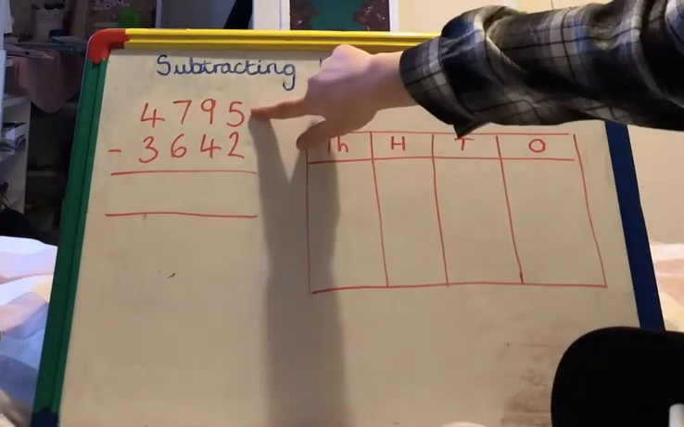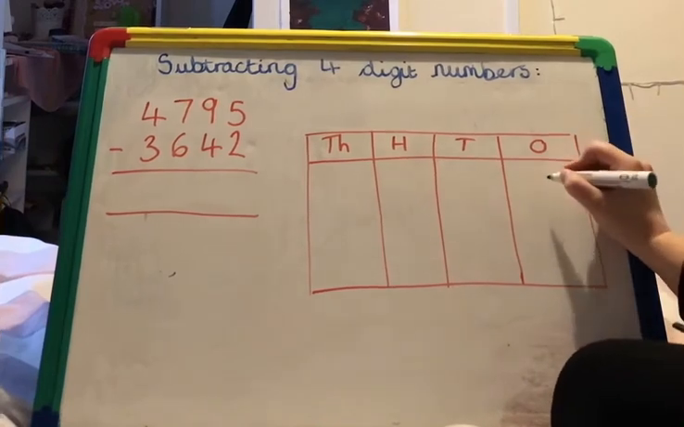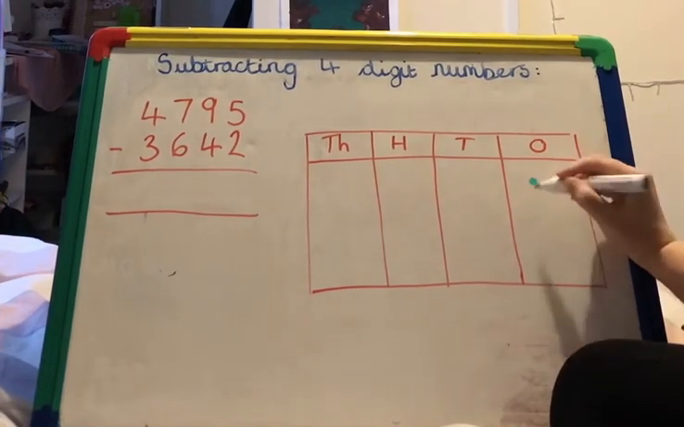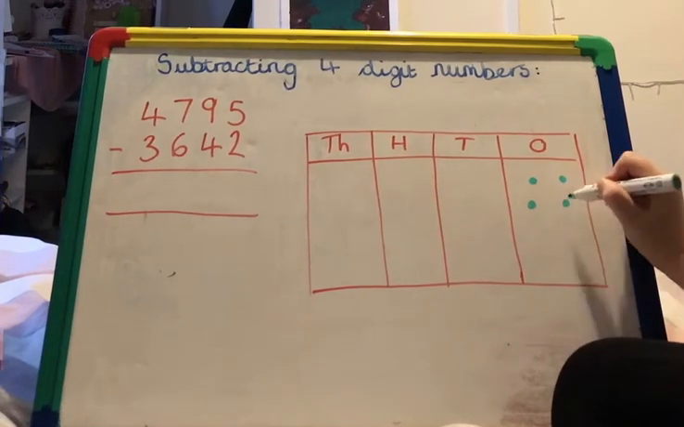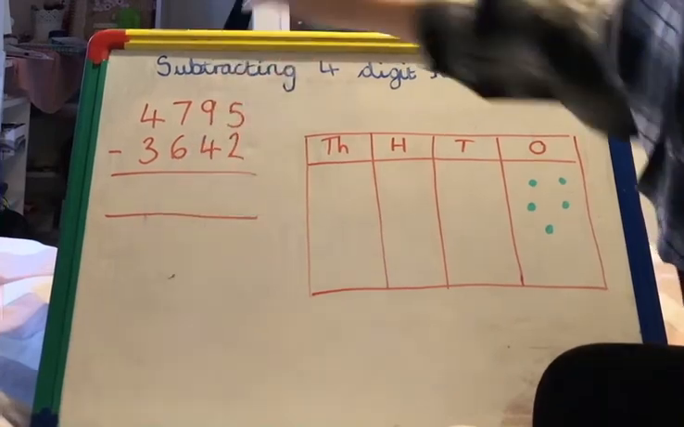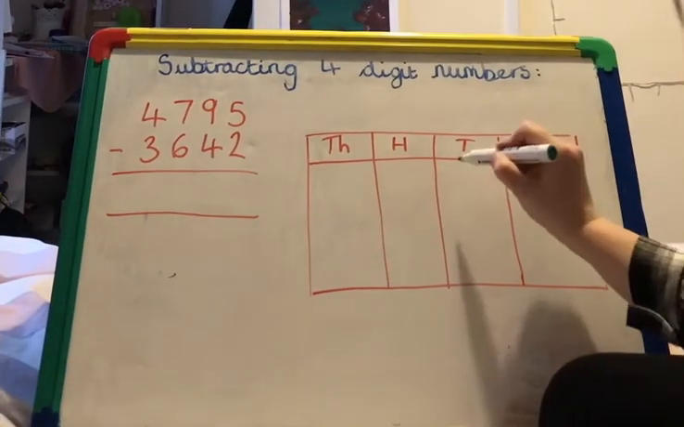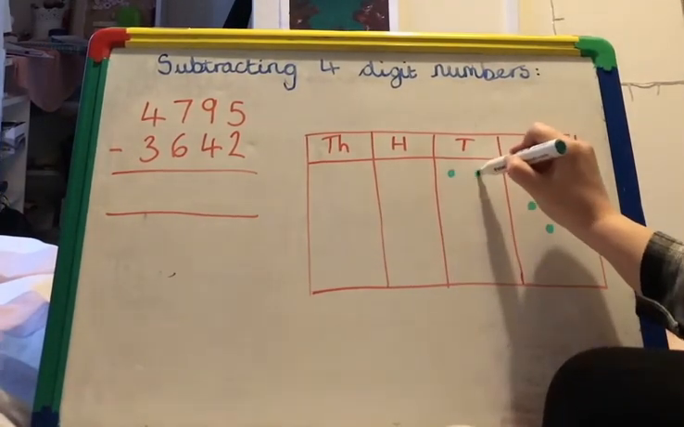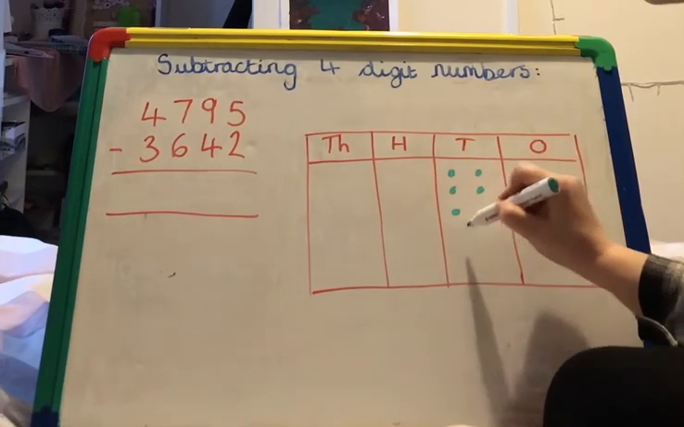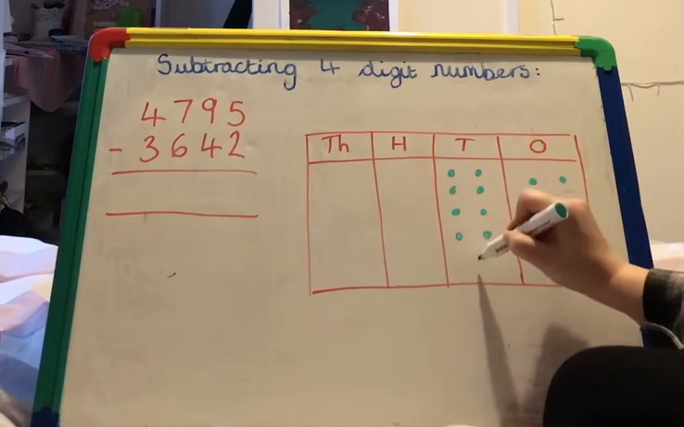So how many ones do I have? I have 5 ones. I can draw those on. 1, 2, 3, 4, 5. 5 ones. How many tens do I have? I have 9 tens. So I'm going to draw those on. 1, 2, 3, 4, 5, 6, 7, 8, 9.